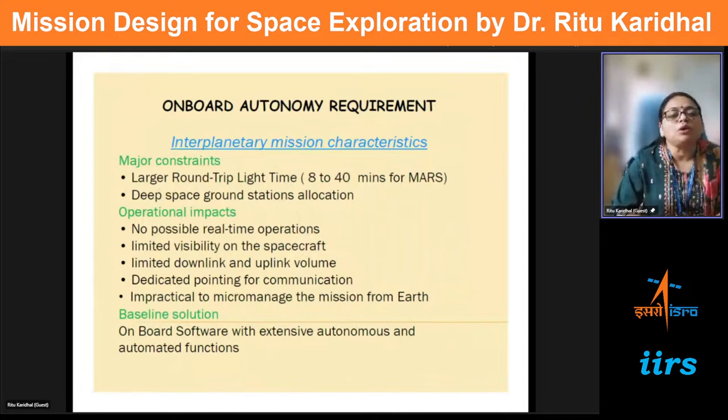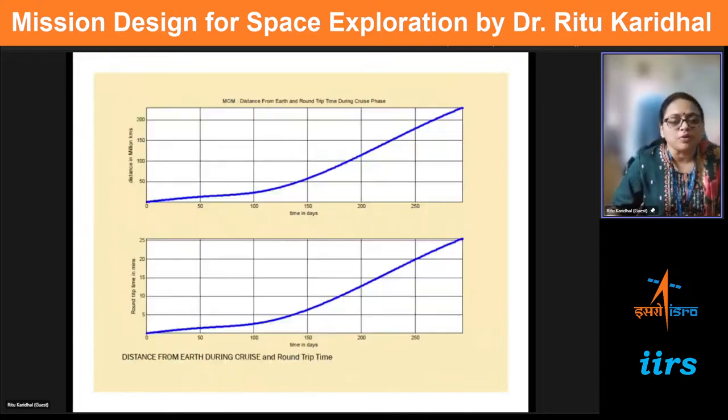So we need to build onboard autonomy. This is very important for such missions, because we cannot have real-time operations. We cannot have visibility all the time. There will always be limited data which we get and which we send. All those things make it very impractical to micromanage. So what is the solution? The solution is to have onboard software with extensive autonomous and automated functions.